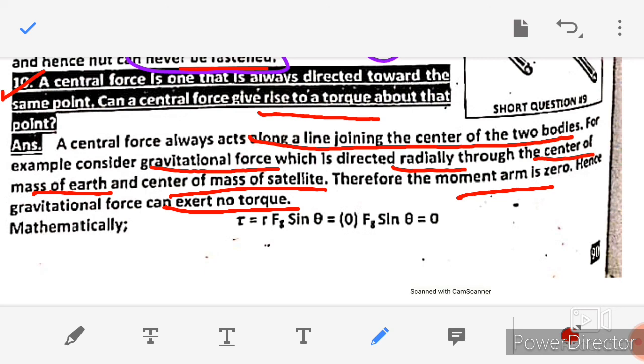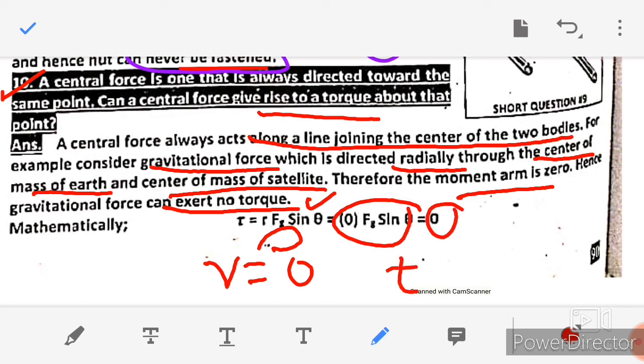Mathematically the torque is the cross product of force and the moment arm, and here we put G in the subscript. Sine theta, here r is equal to 0, so the whole equation becomes 0. So the torque is 0 because the moment arm is equal to 0. So this is the exercise conceptual questions of chapter number 2, vectors and equilibrium.